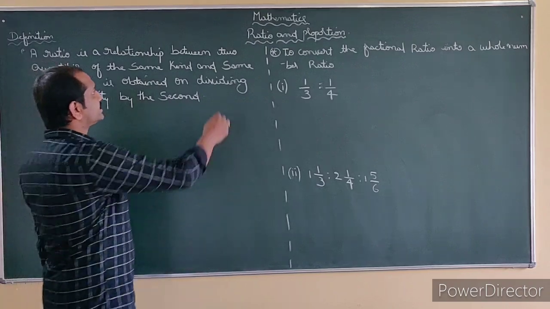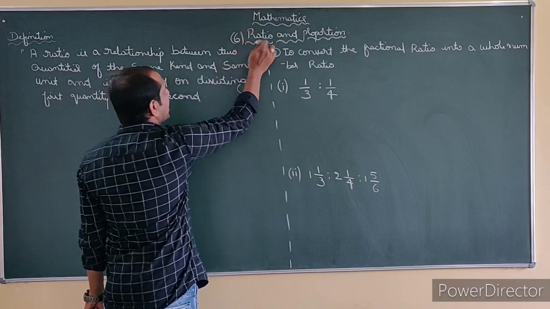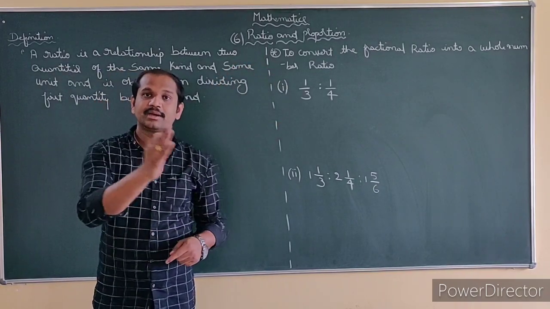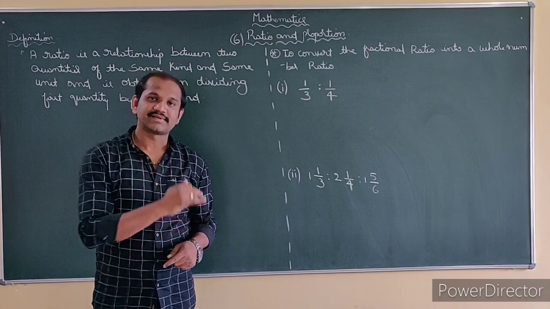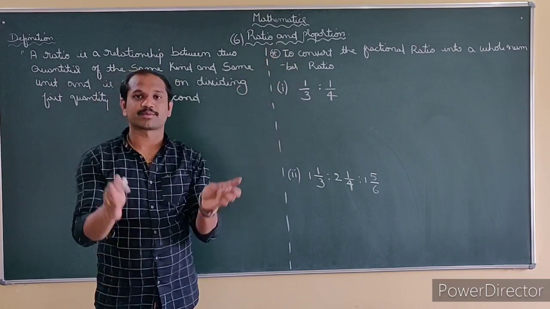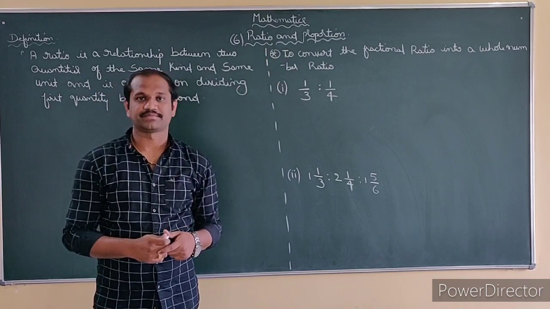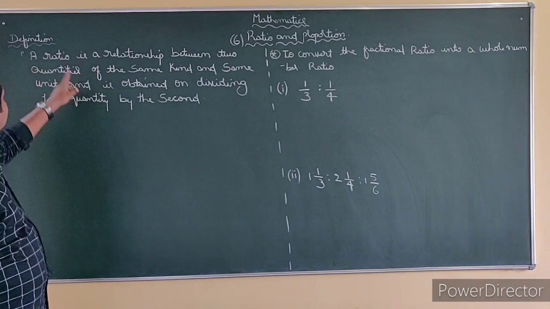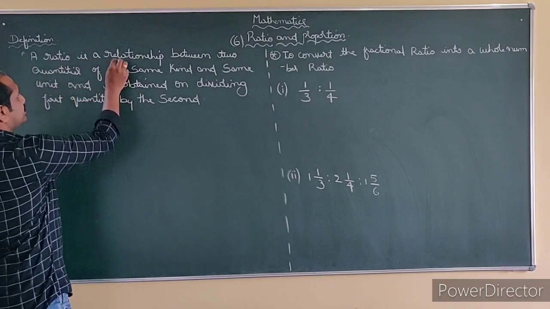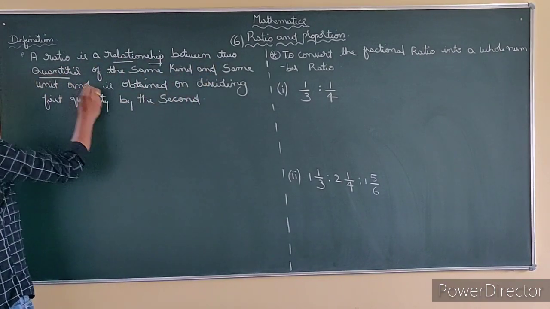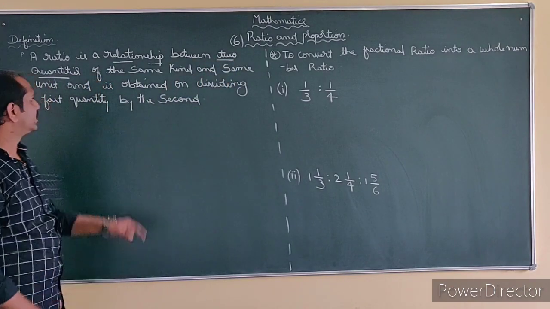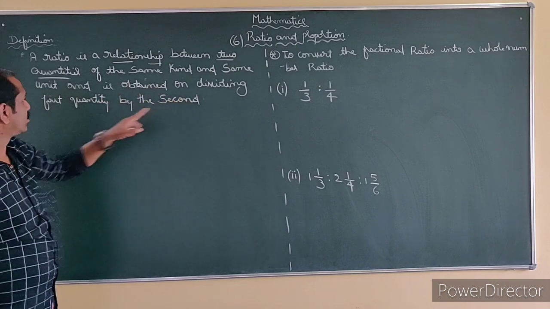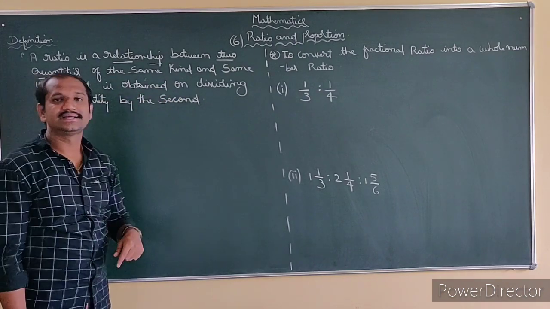You have already studied ratio and proportion in your 6th grade. There was ratio itself as one chapter, proportion itself as the other chapter. But in 7th grade, we have ratio and proportion together as one chapter. Now let us go. What do you mean by ratio? You already know. What is the ratio definition? A ratio is a relationship between two quantities of the same kind and same unit, and is obtained on dividing the first quantity by the second.